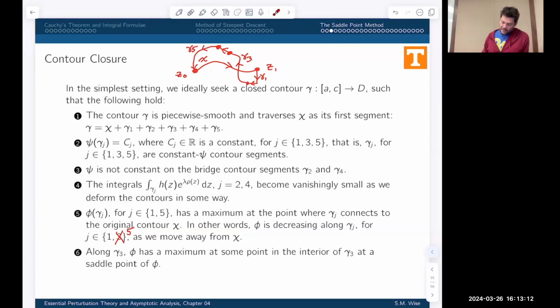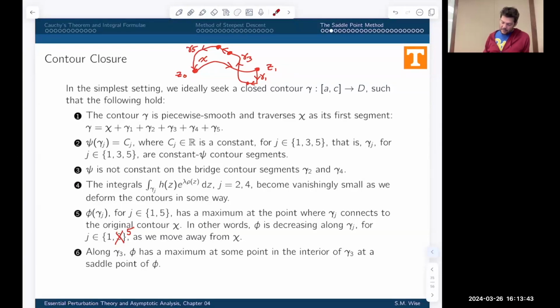Now, item 3 says psi is not going to be constant on these bridge contour segments, namely here and here, but the idea is we're going to construct those in such a way that whenever we adjust some parameter, the same parameter as before, namely r, so that when we send that parameter to infinity, the value of the integral becomes vanishingly small as r goes to infinity. So that's part 4 as well.